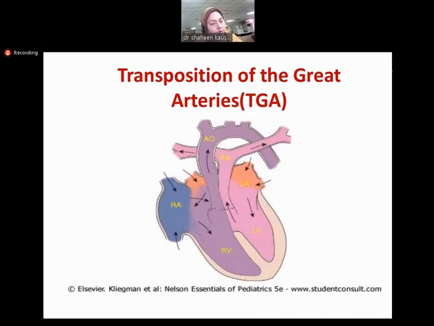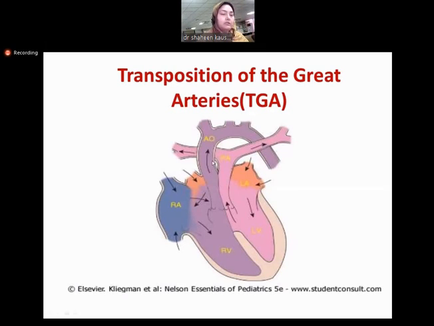As you know from your embryological knowledge, the aorta arises from the left ventricle, while the pulmonary artery arises from the right ventricle. Blood from the right ventricle goes to the pulmonary circulation for oxygenation and returns to the left atrium and then the left ventricle, and from the left ventricle it goes to the aorta and the systemic circulation.